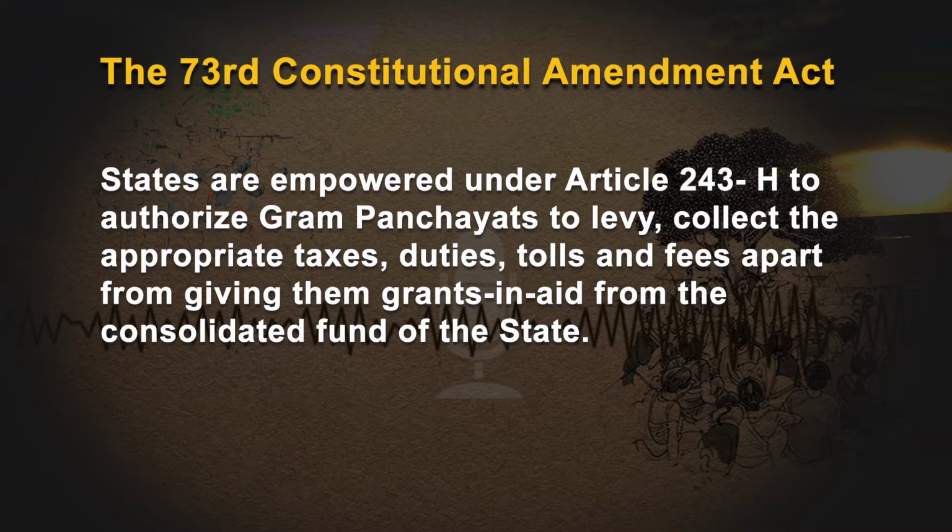Many states had by then amended their own acts. Under Article 243G, the Constitution has given authority to state governments to endow Gram Panchayats with necessary powers to carry out their functions. States are empowered under Article 243H to authorize Gram Panchayats to levy and collect the appropriate taxes, duties, tolls and fees, apart from giving grants-in-aid from the consolidated fund of the state.